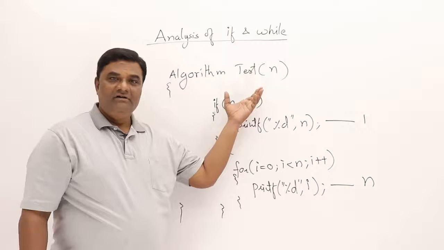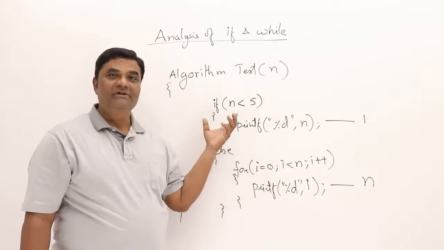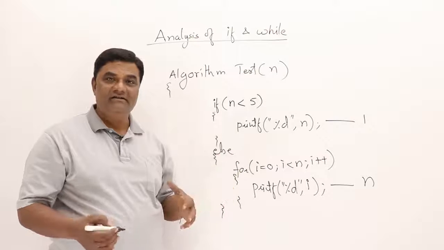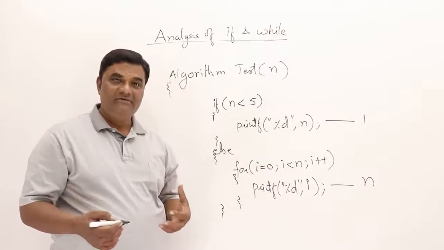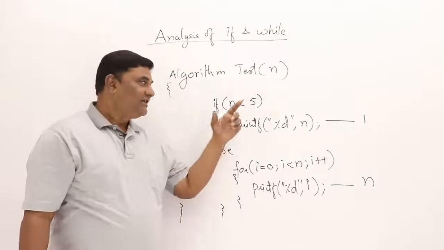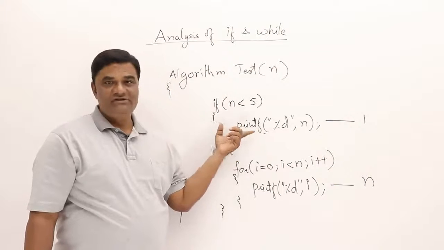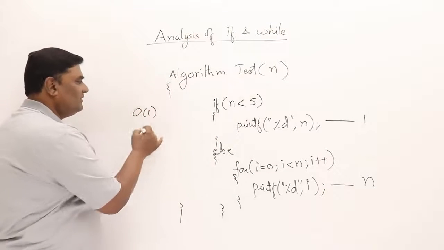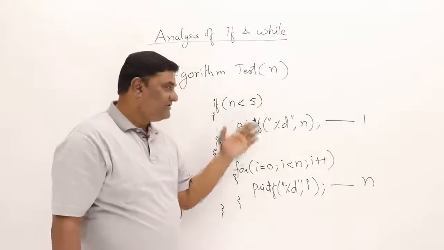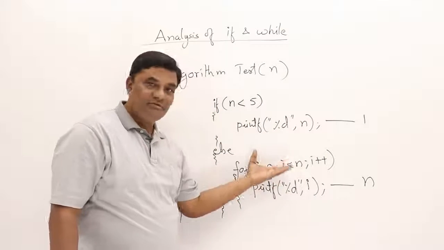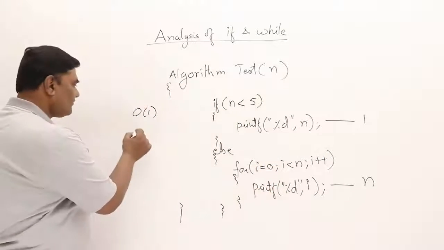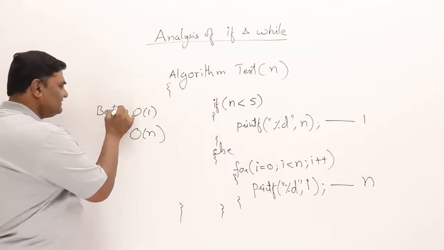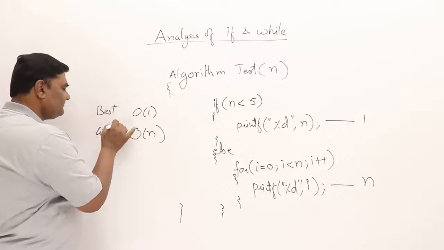If an algorithm is using some conditional statements, then the conditional statements may decide different amounts of time depending on the condition. If the condition is true, then it's going to execute just one statement, so the time is order of 1. And if the condition is false, meaning n is greater than 5, then it's going to repeat for n times, so it is order of n. So this is best case time and this is worst case time.